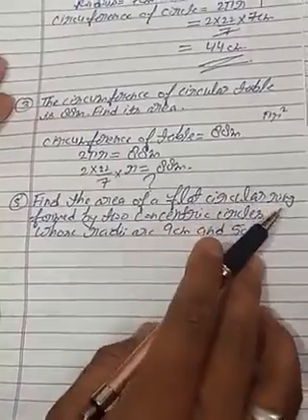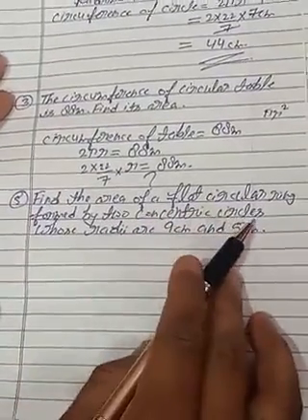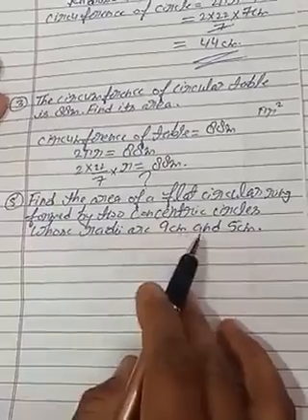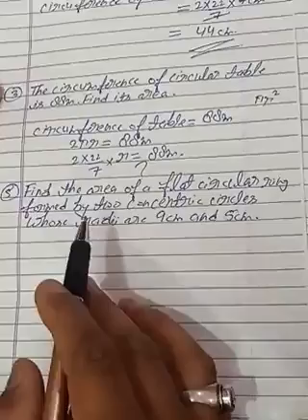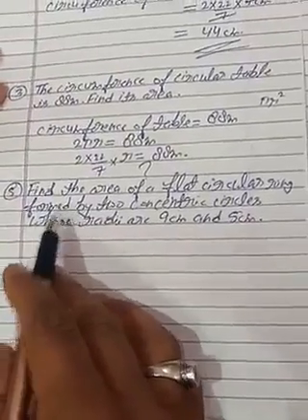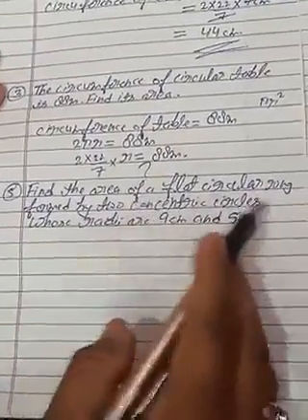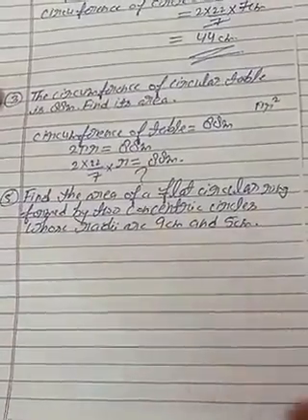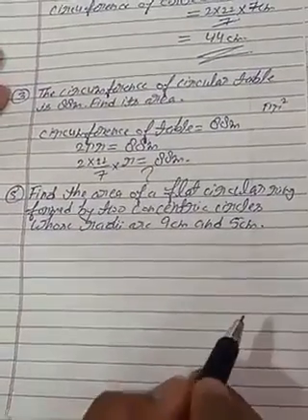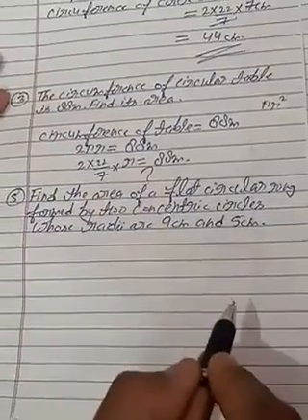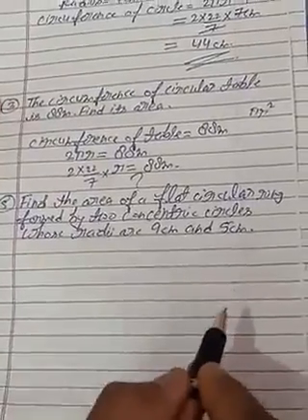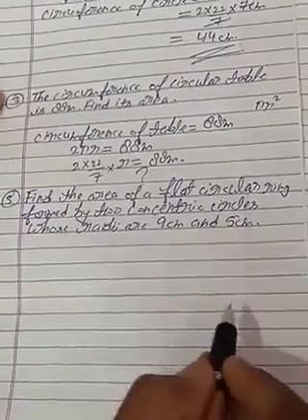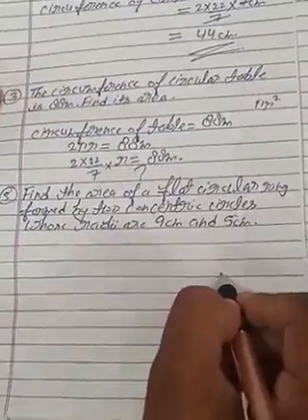Students, question number 5. Find the area of a flat circular ring formed by two concentric circles whose radii are 9 centimeter and 5 centimeter. So radii is the plural of radius. So we have to find the area of flat circular ring formed by two concentric circles. So what are concentric circles? Two circles whose center is same, that type of circles are called concentric circles. So see, first of all we will draw both the circles.